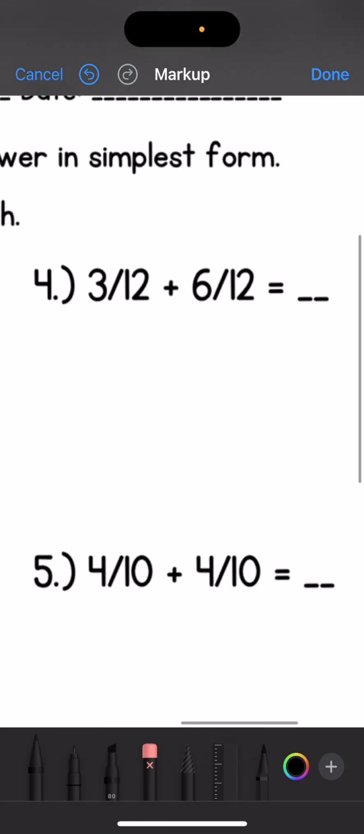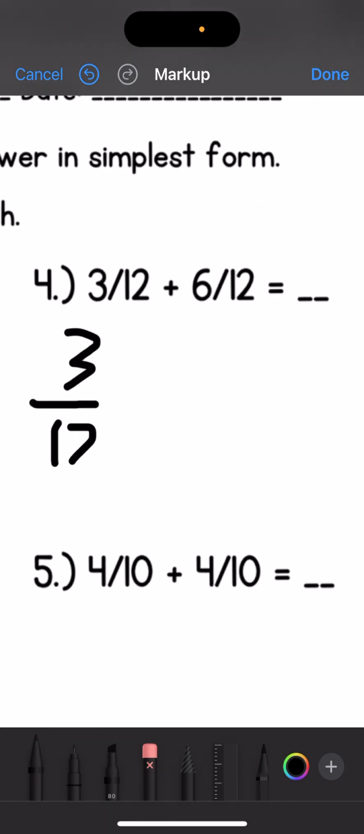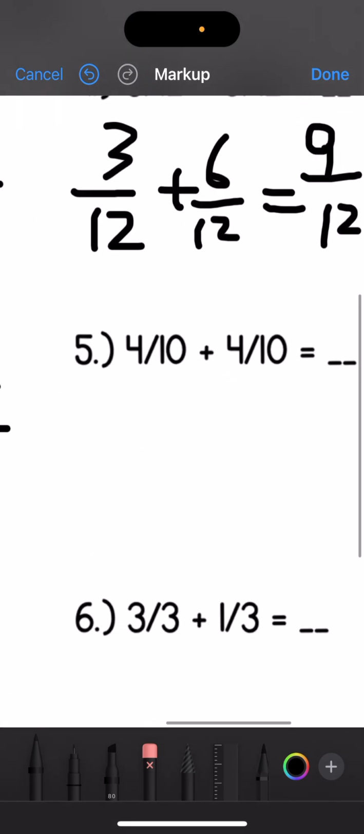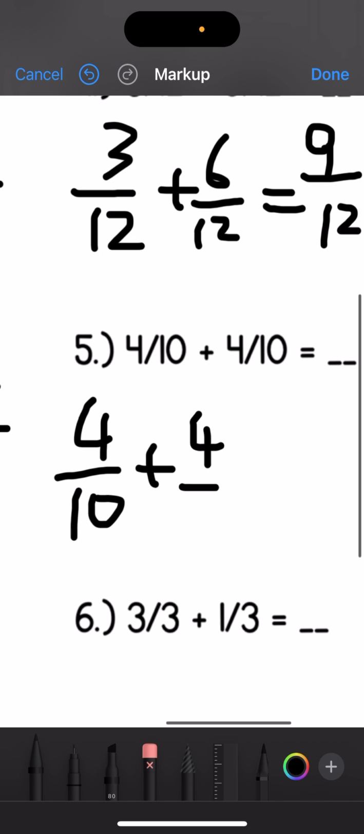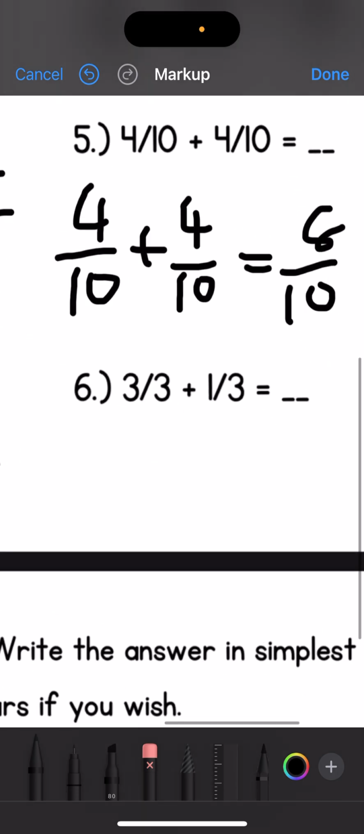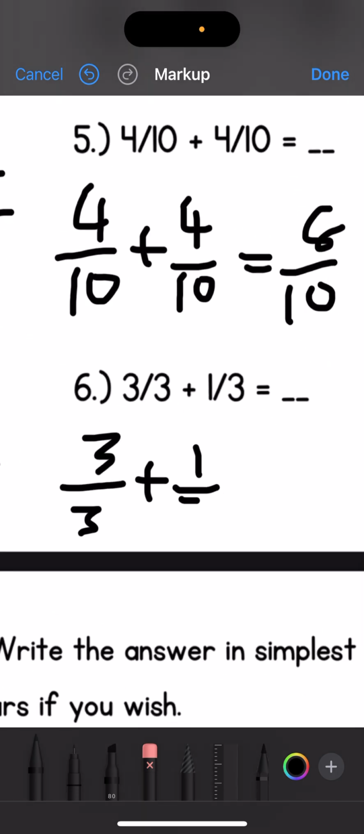Number 4, we have 3 over 12 plus 6 over 12. We're going to keep the 12 because it's the same, and we get 9 over 12. Number 5, 4 over 10 plus 4 over 10. And we will get 8 over 10. Number 6, we have 3 over 3 plus 1 over 3. We are going to keep the denominator and add the numerator.